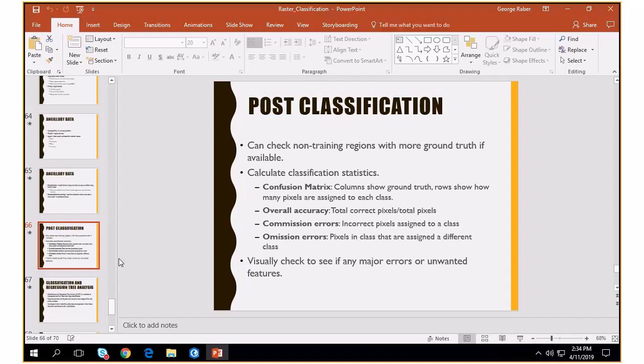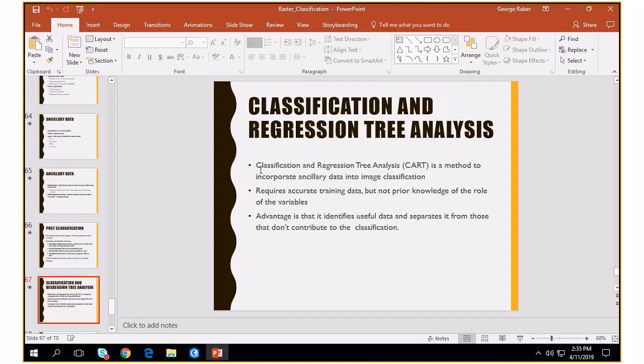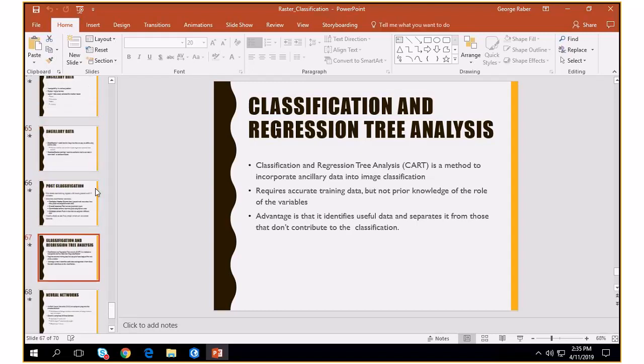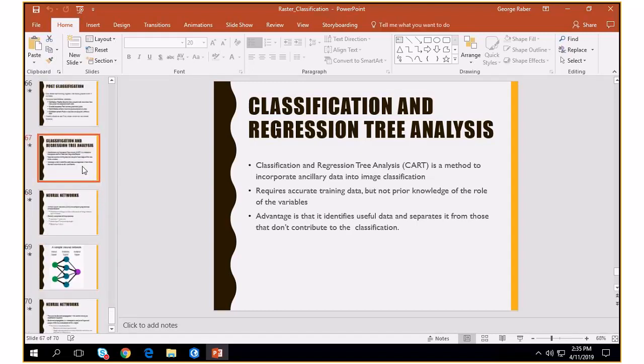All right. There are several other algorithms. Some of these are implemented in ArcGIS, such as this one. The classification and regression tree analysis is another algorithm that's not maximum likelihood. It basically works by taking all of the bands and coming up with a regression.